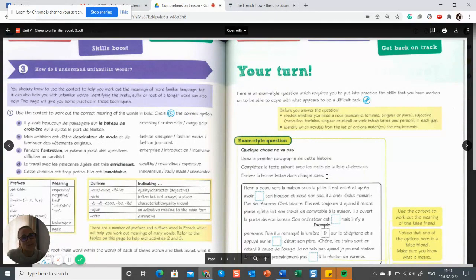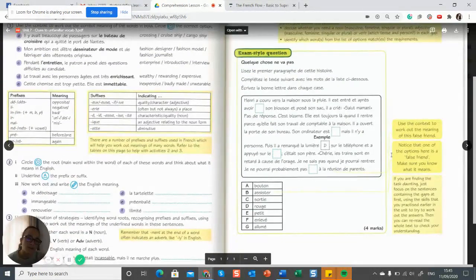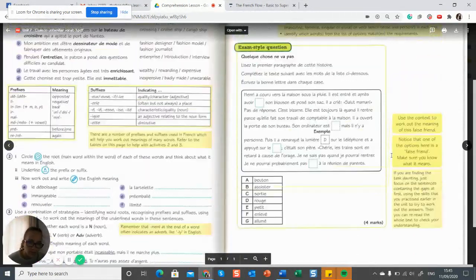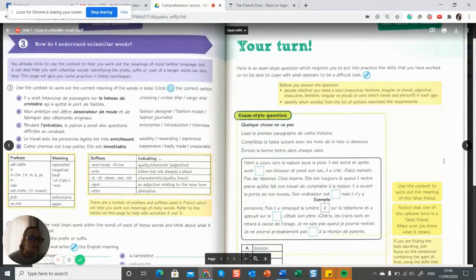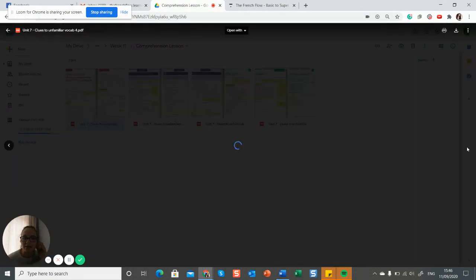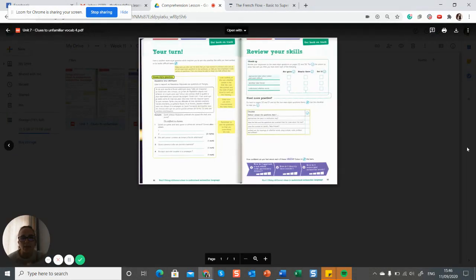And then once you're done, you can move on to your turn question. I'm going to stop talking now because I've probably been talking for a good 15 minutes, if not 20. So I'll let you do the your turn question. Yeah, there are two of them, one on one side, one on the other.